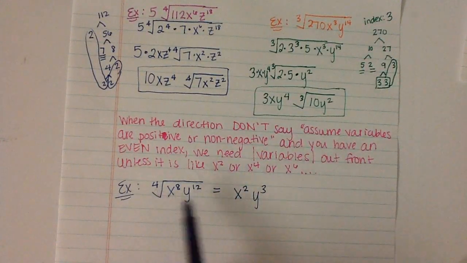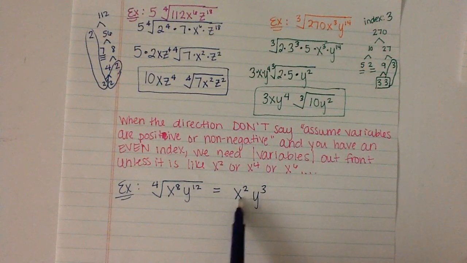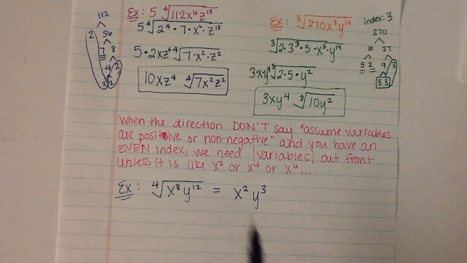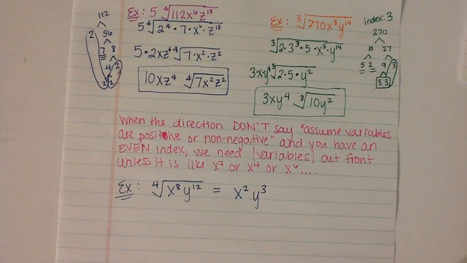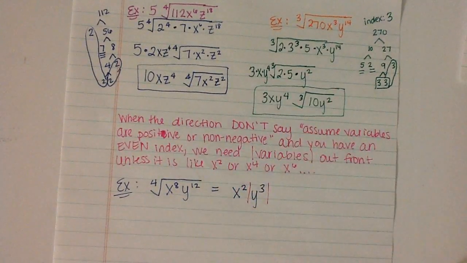And this says that anything that isn't x squared, or x to the 4th, or x to the 6th, and so on, needs an absolute value bar. So we have x squared, which we're going to leave alone. And since we have y to the 3rd, that's going to need absolute value bars around it.